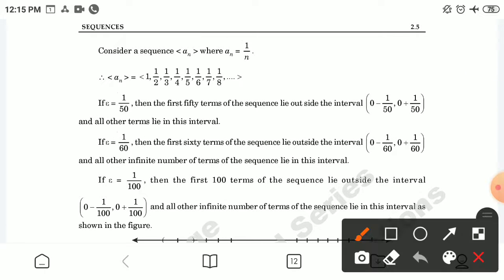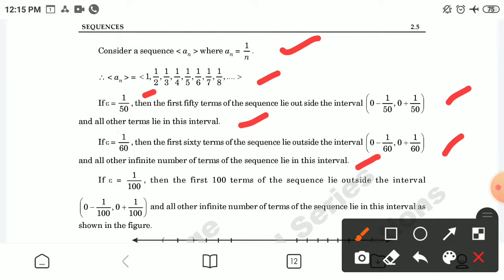Consider a sequence a_n equal to 1 by n, having terms like 1, 1 by 2, 1 by 3, 1 by 4, and so on. If epsilon is 1 by 50, then the first 50 terms of the sequence lie outside the interval 0 minus 1 by 50 to 0 plus 1 by 50, and all other terms lie in this interval. If epsilon is 1 by 60, then the first 60 terms of the sequence lie outside the interval 0 minus 1 by 60 to 0 plus 1 by 60, and all other infinite number of terms of the sequence lie in the interval.